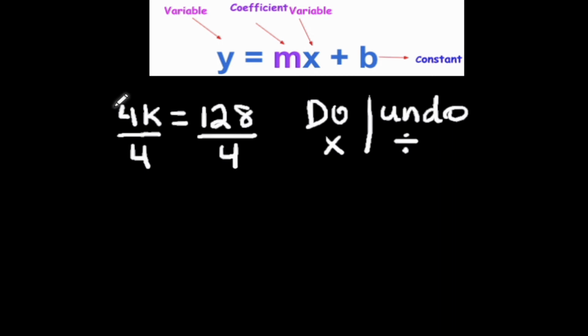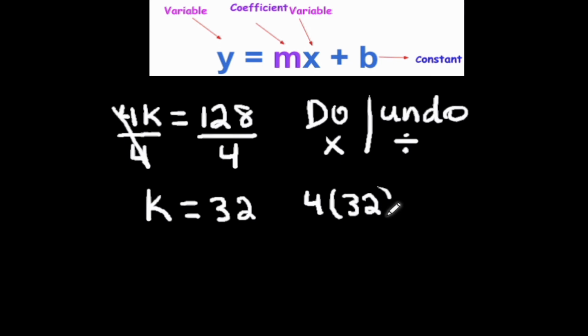All right, 4's cancel. We're left with 1k. 128 divided by 4 is equal to 32. Let's check to see if this is the correct solution. So 4 times 32 equals 128. So this does indeed work, or 32 is the correct solution for this equation.